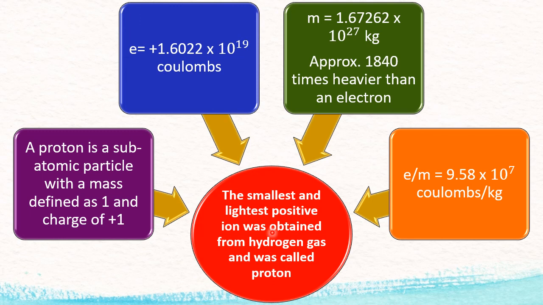Here first he took CO2 gas, then helium gas, then methane gas. He tried all possible gases, but the smallest and lightest positive ion he got was from hydrogen gas. Why? The hydrogen atom, after losing its electron, gives the lightest particle, that is the proton. So anode rays are, once again I am saying, protons only in the case of hydrogen.